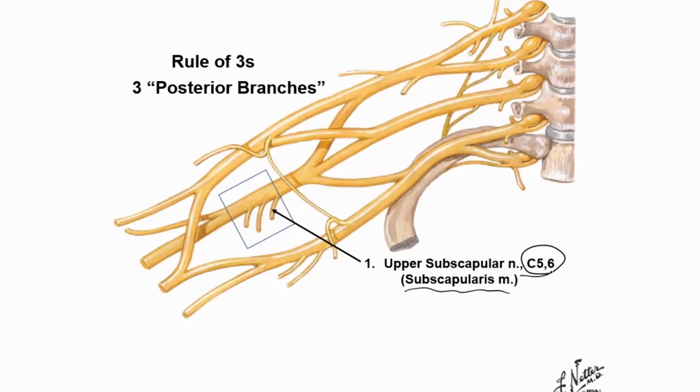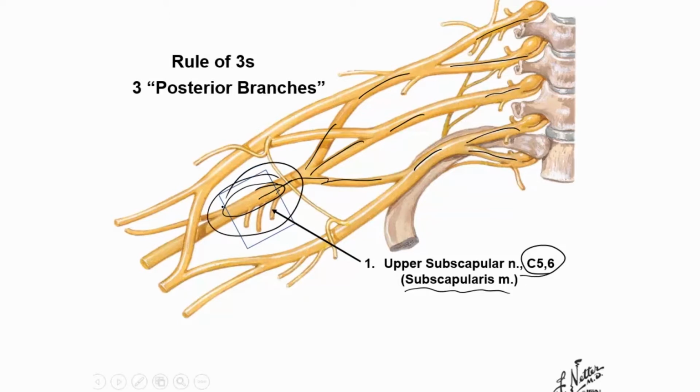Now this can be a bit confusing because if you see where this comes off, again, off of the posterior chord, we can remember that the posterior chord is formed from posterior divisions of upper, middle, and lower trunk. And the upper trunk, again, is from C5 and 6. The middle trunk is from C7, and the lower trunk is from C8 and T1. And one would expect that all of the branches that come off of the posterior chord will contain spinal segments from C5 through T1, but that's not the case.